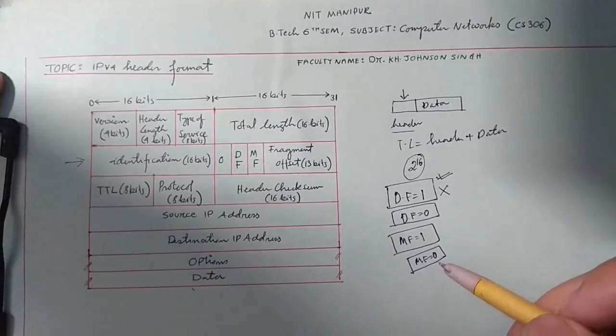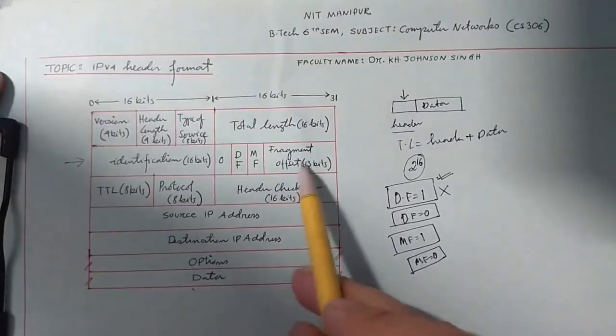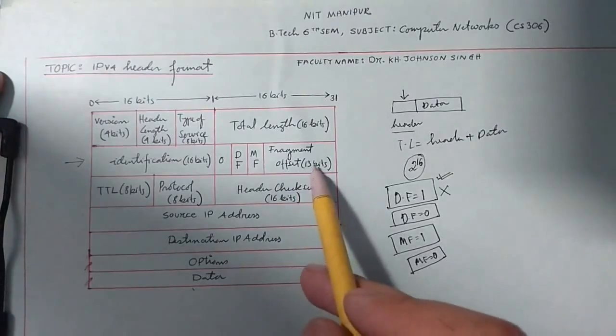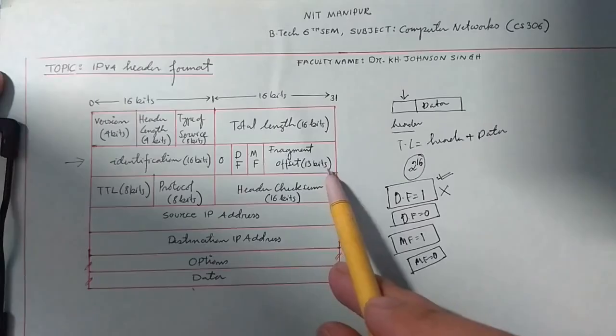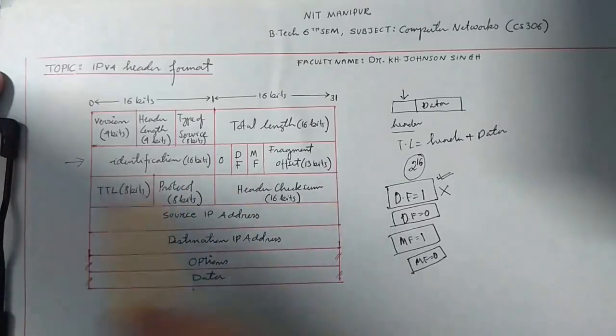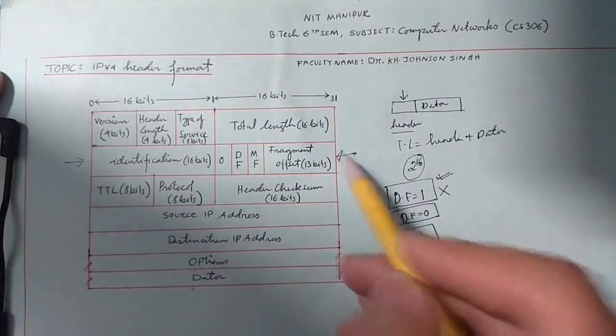There are no fragments left out in a particular packet here. So this is the fragment offset. Fragment offset, as you know, is the displacement of the particular fragment from the unfragmented datagram. So we need to concentrate on this particular field here.